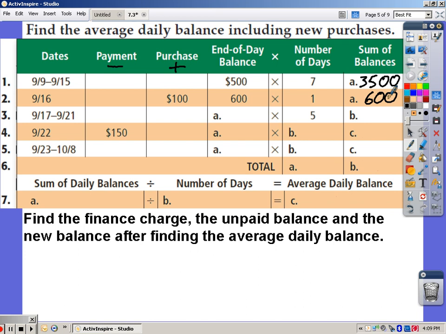Now, from 9/17 to 9/21, you had no change. So we carry down our balance of 600. 600 times 5, work that.